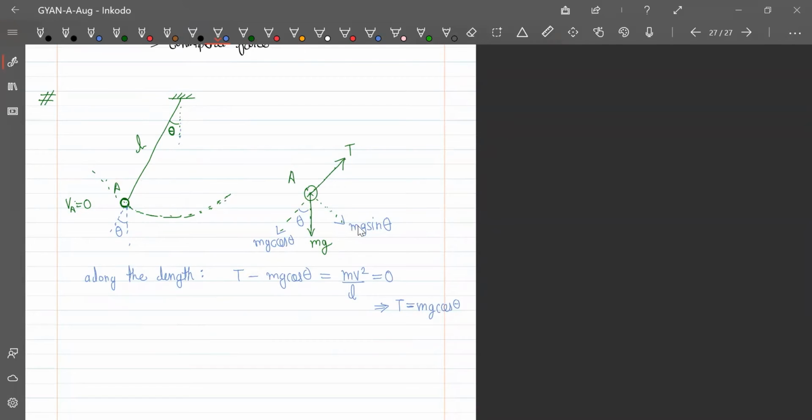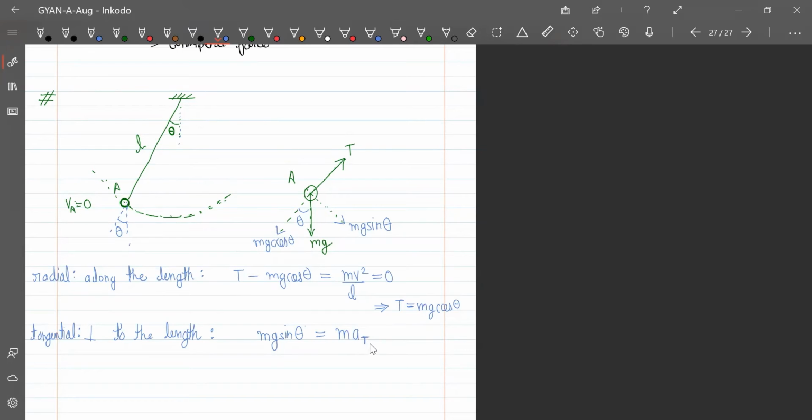और इस डायरेक्शन में फोर्स को देखें, so mg sin theta will be responsible for acceleration. That is perpendicular to the length of the string. इसको हम बोलेंगे centripetal या radial direction, और this is tangential direction. Tangential direction. So mg sin theta जिस acceleration के लिए responsible होता है उसको हम बोलेंगे tangential acceleration.